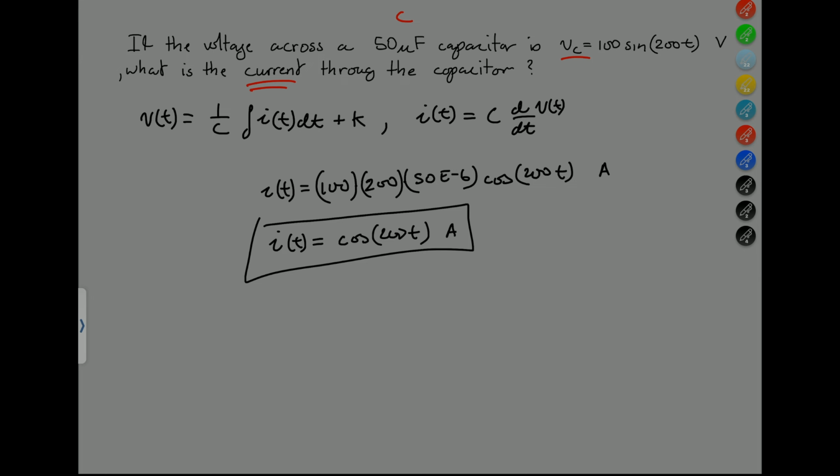So this was a simple problem, not much effort. We just have to know the fundamental equations that describe the behavior of our capacitor.